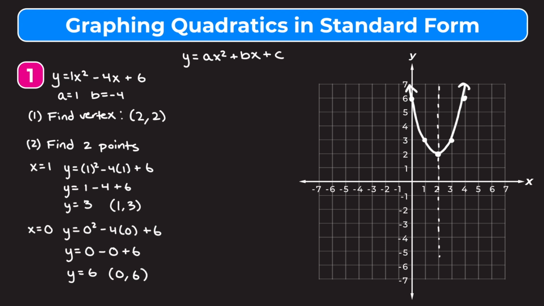And you just want to mentally check that your parabola is facing the correct way. Because our a value is positive, our parabola should be facing up. So we at least know we're good for that part. So that is how you graph the equation y equals x squared minus 4x plus 6.